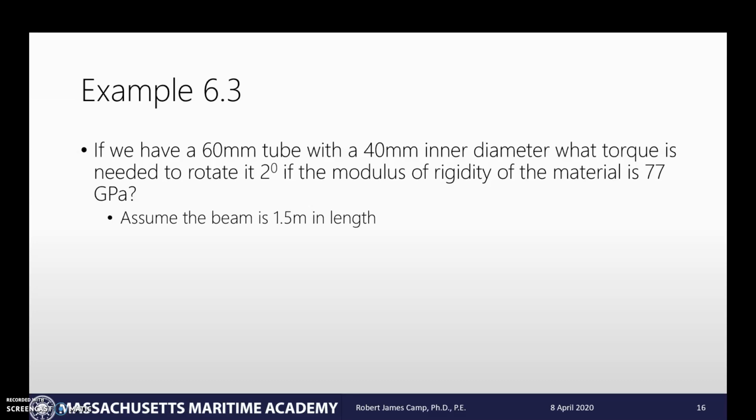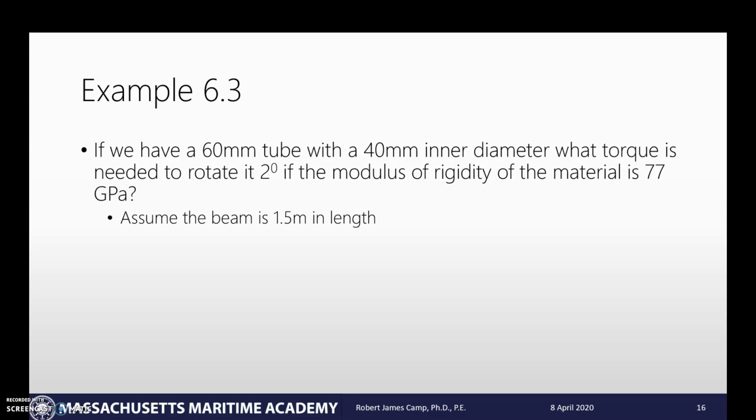We have a 60 millimeter tube with a 40 millimeter inner diameter. What torque is needed to rotate it 2 degrees if the modulus of rigidity of the material is 77 gigapascals? And we have to assume the beam's 1.5 meters in length.